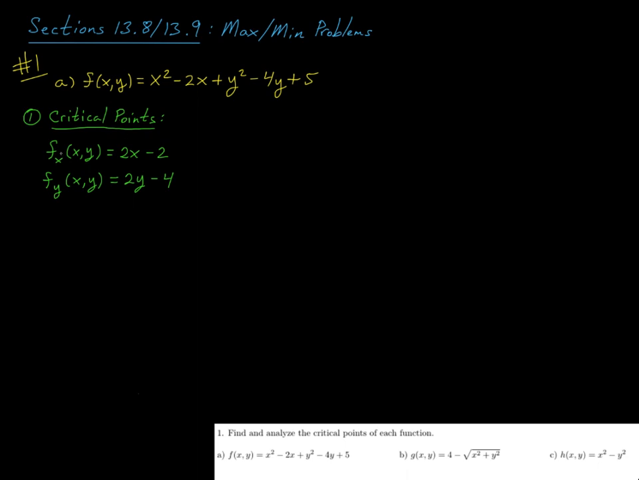So we're going to start by taking the partial derivatives of f with respect to x and y, shown here. And then we're going to set these equal to 0 and solve for x and y. If I set the x derivative of f equal to 0, I see that x is equal to 1. If I set the y derivative of f equal to 0, I see that y is equal to 2. So in other words, the point (1, 2) is a critical point of f.